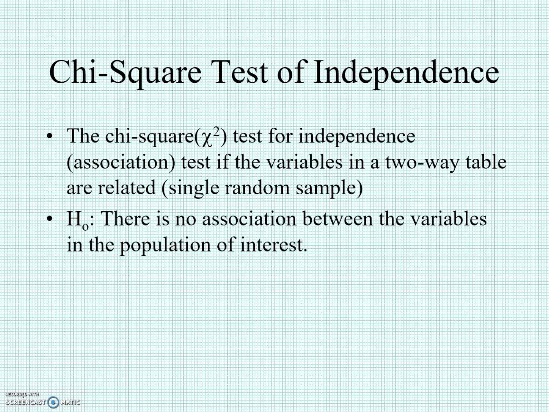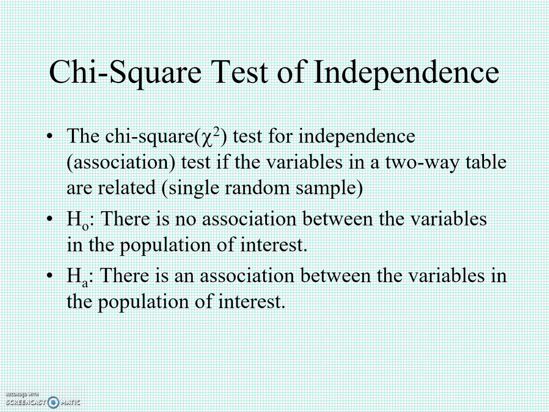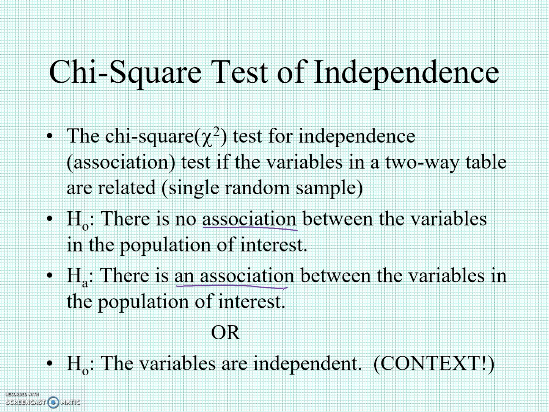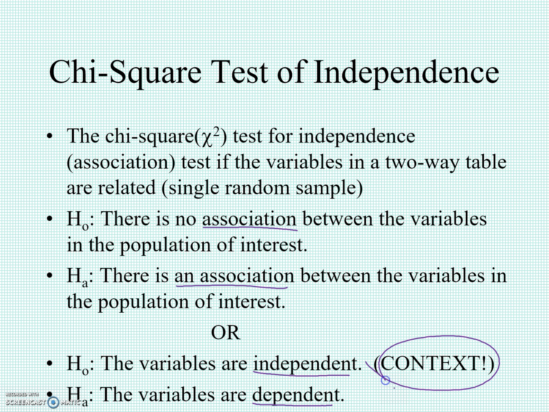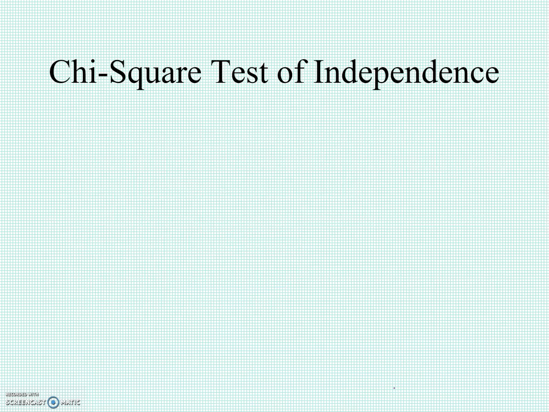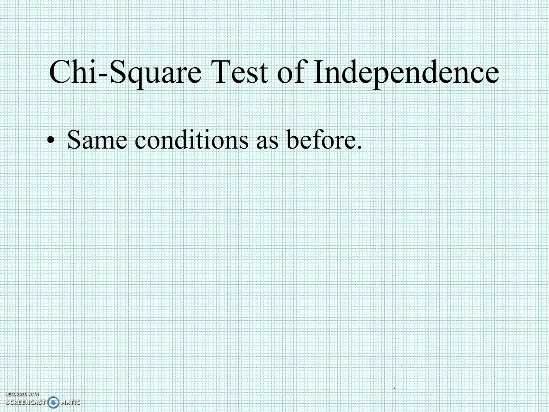Our null hypothesis will always be that there is no association. We are assuming that they are independent of each other. Our alternative is that there is an association, or that they are dependent. Sometimes we will write this as there is no association, other times people will say there's an association. Or, since this is called the test of independence, a lot of times we will say that the variables are independent or dependent, but of course everything is always in context. These are just very brief versions of our null and alternative hypotheses, but remember, we will always write them in terms of context.